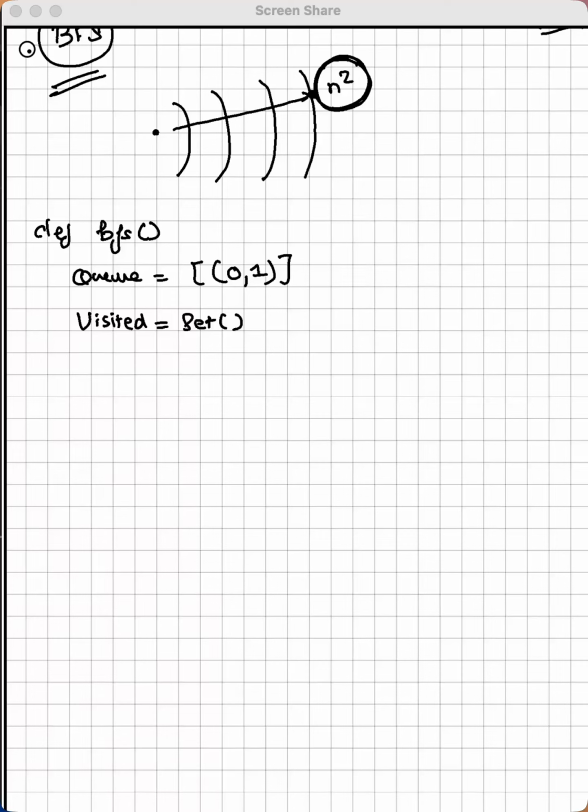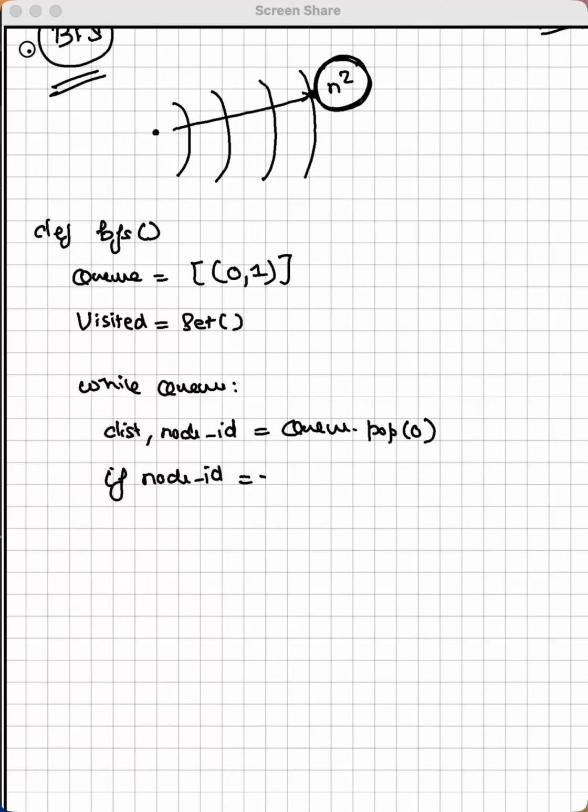Next step is while q, you pop out from the left hand side and get distance, comma, let's say node id. Now we check if this node id is equal to n square. Then we return the current distance and we don't proceed any further.